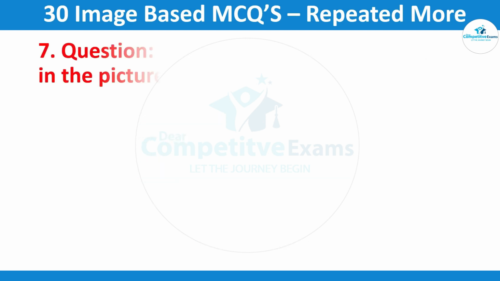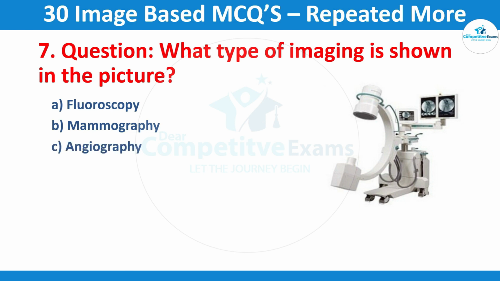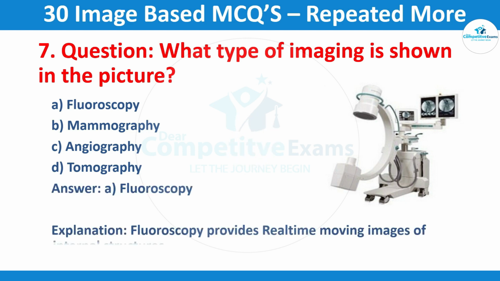Question number 7. What type of imaging is shown in the picture? Your options: fluoroscopy, mammography, angiography, or tomography. Correct answer: fluoroscopy. Fluoroscopy provides real-time moving images of internal structures.